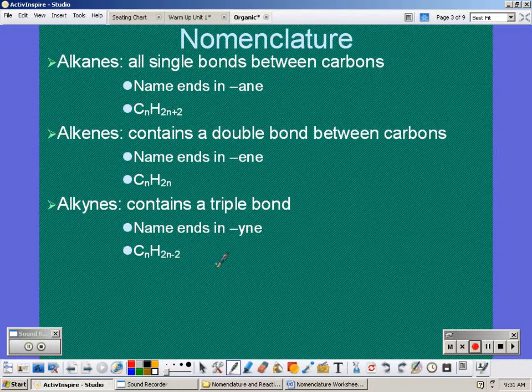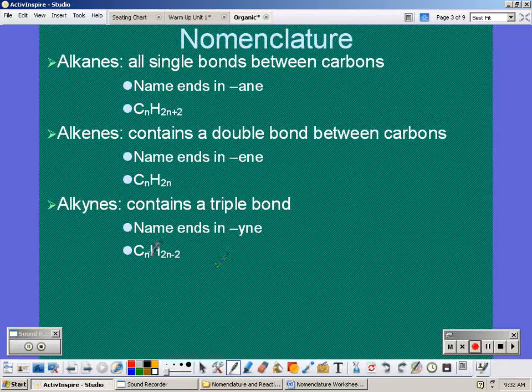There are 3 different endings to our organic compounds, and that tells us whether there's a single, double, or triple bond. So alkanes are ane, and they're all single bonds. Alkenes have the double bond, they end in ene, and alkynes, yne, have the triple bond.